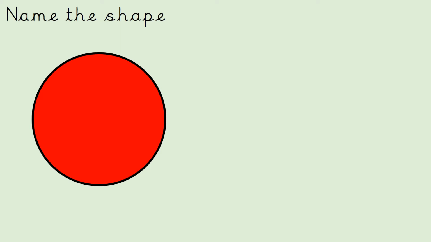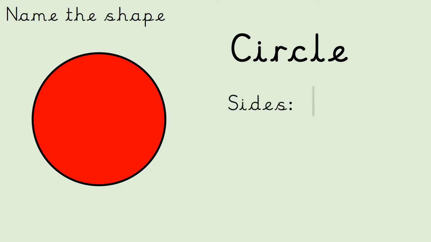Okay, name the shape. We're going to have a look at some shapes now and their properties. What shape is this? You're right, it's a circle. We know that this is a circle because it has one curved side and 0 vertices because there's only one side, there's no vertices.